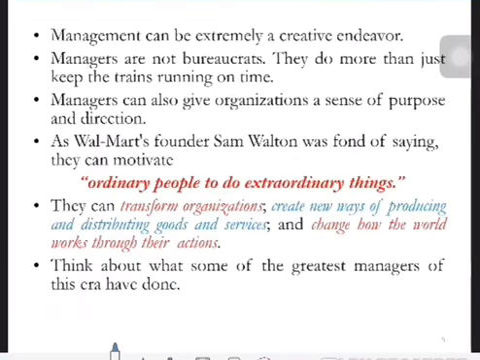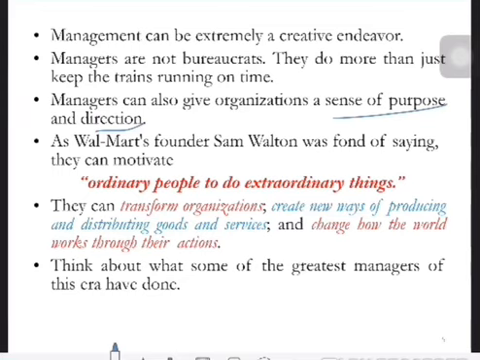Management can be an extremely creative endeavor, or a creative process, and managers are not bureaucrats. They do more than just keep the trains running on time. Managers can also give organizations a sense of purpose and direction. As Walmart's founder, Walton, was fond of saying, they can motivate ordinary people to do extraordinary things. So managers can motivate ordinary people to achieve extraordinary things.